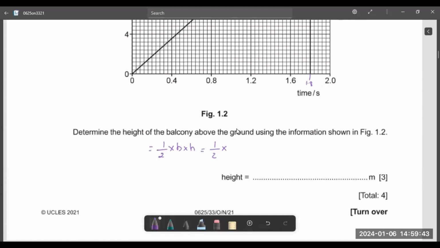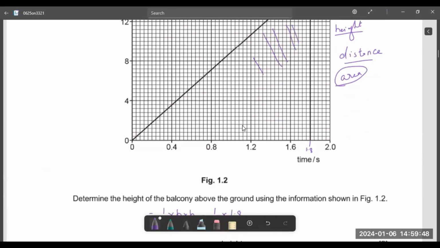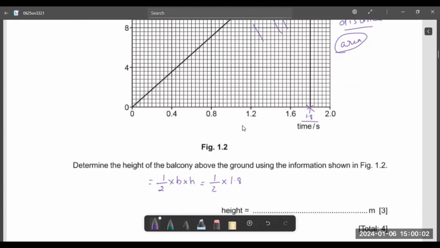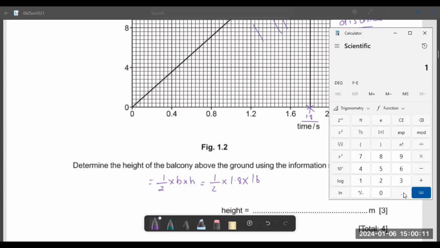Here it is half into 1.8. The base is coming as 1.8 here, and the height is coming as 16. So half into 1.8 into 16. Let us calculate and see. 1.8 into 16 by 2. That is 14.4. By rounding, we can write it as 14 meter.